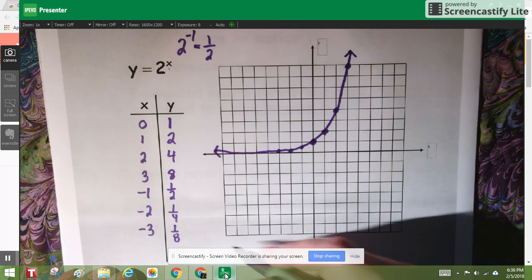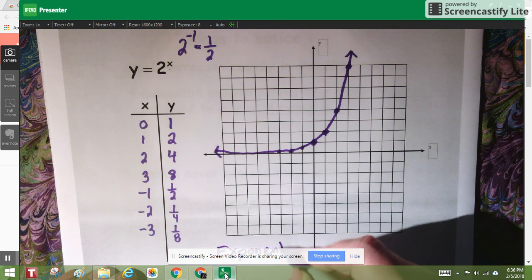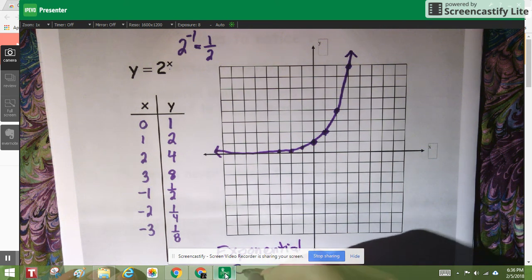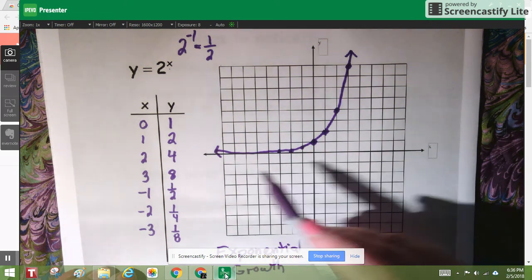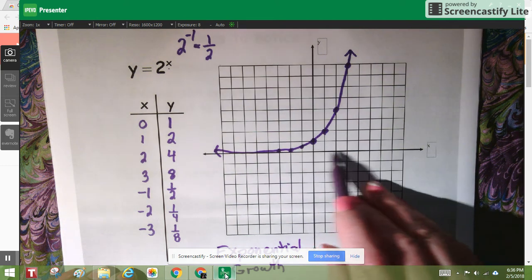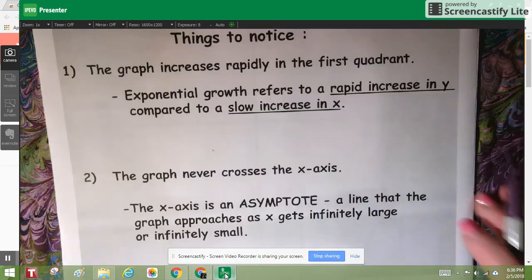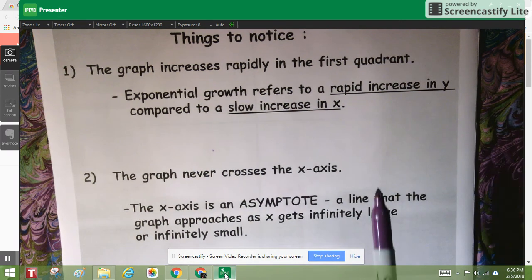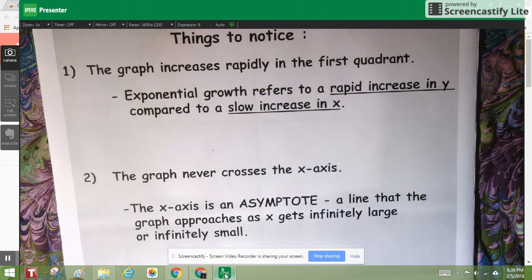This is called exponential growth. And it's signified by a quick increase in your y's with a relatively small increase in x. So just to go over that quickly, what you want to notice is that exponential growth refers to a rapid increase in y compared to a slow increase in x.